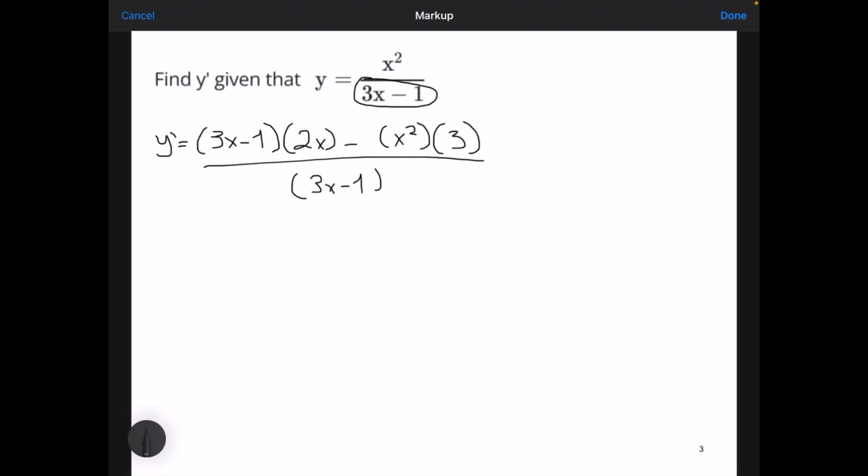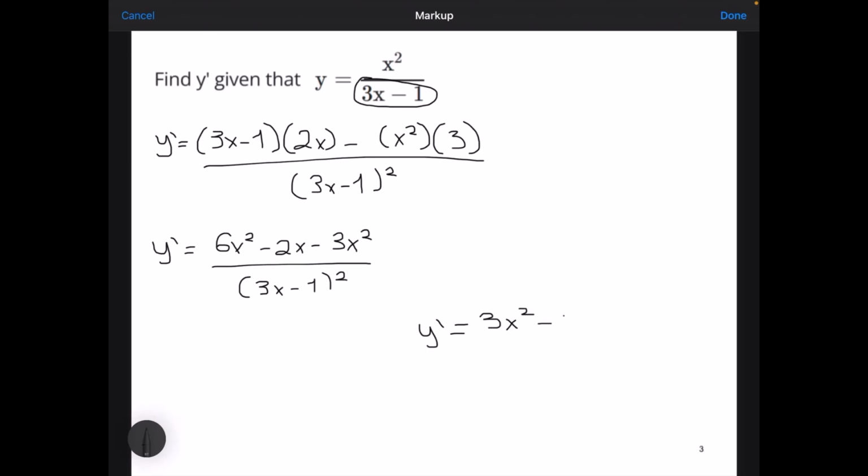3x minus 1 squared. So y prime will give me 6x squared minus 2x minus 3x squared when we simplify, over 3x minus 1 squared. So our final answer will be y prime is equal to 3x squared minus 2x over 3x minus 1 squared.